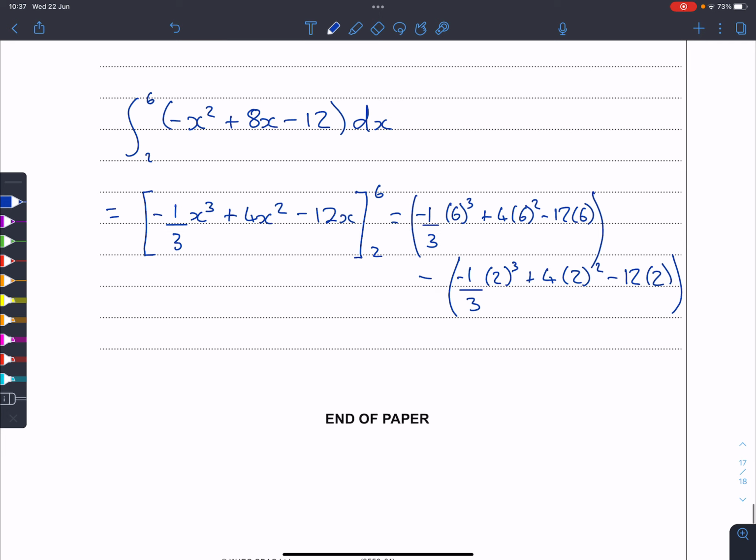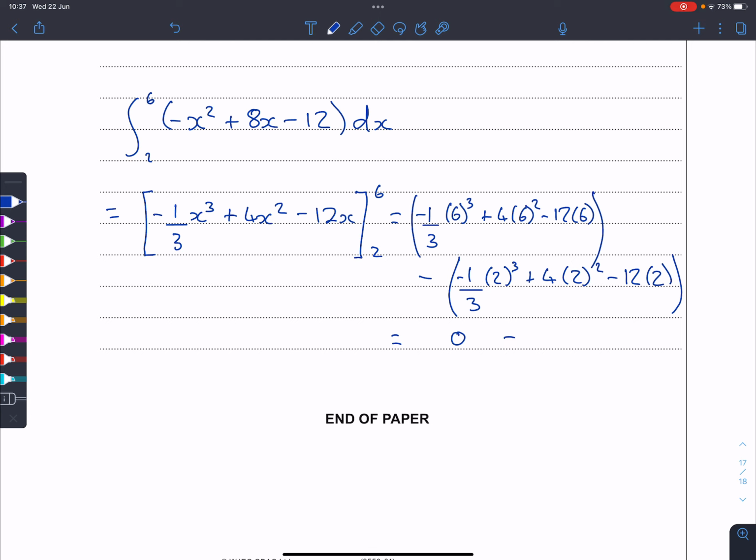So I'm going to work out each bracket. So go to my calculator. Negative 1/3 lots of 6 cubed plus 4 lots of 6 squared minus 12 lots of 6. So that first bracket is 0.